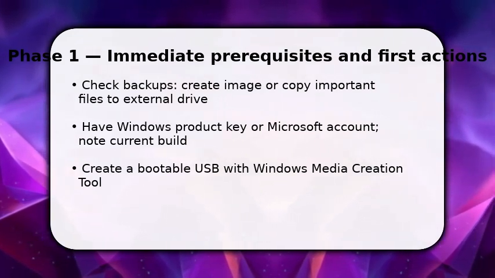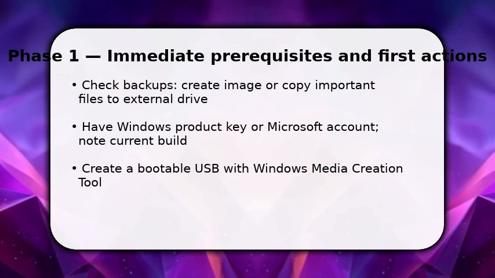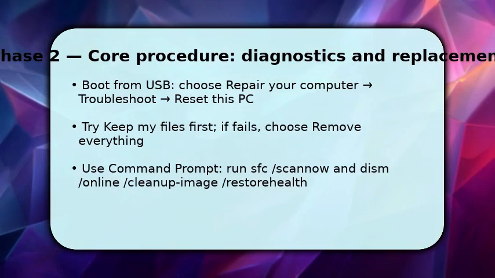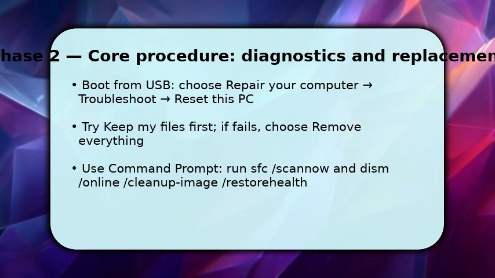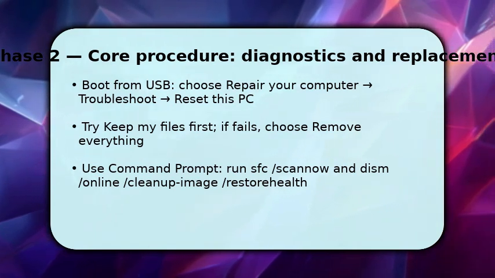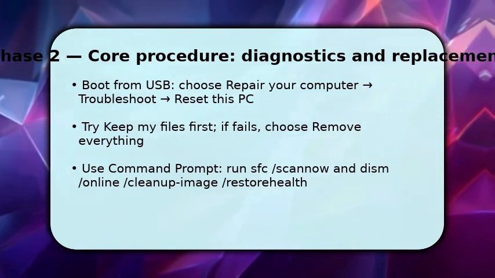You now boot into recovery and use built-in repair tools to fix corruption. First, choose Troubleshoot, then Reset this PC. Try Keep My Files to preserve data, but if it fails, select Remove Everything.